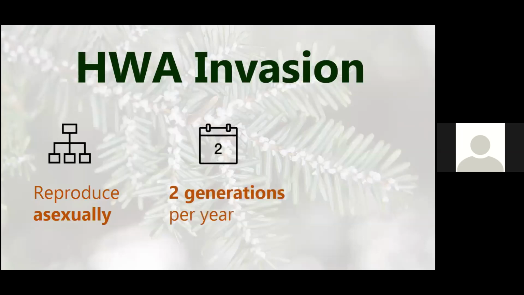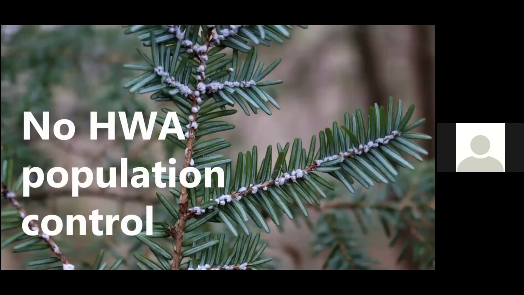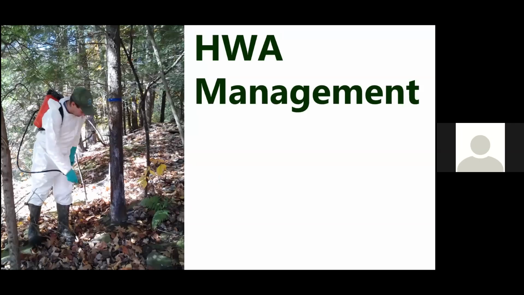The second is that there are 2 generations per year, so they're reproducing during those 2 different times of the year. Once again, building up populations quite rapidly. And we also have no native HWA predators here on the East Coast. So there's really nothing stopping HWA from getting out of control, and we've got no natural HWA population control. And so the most important thing to do now is manage those populations.